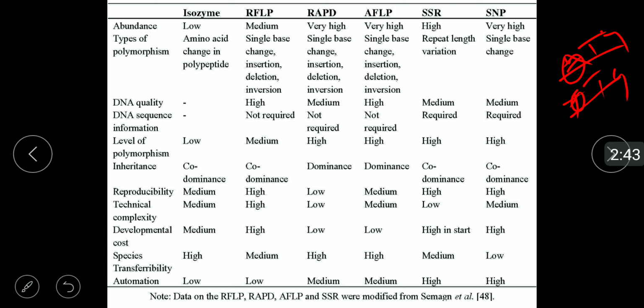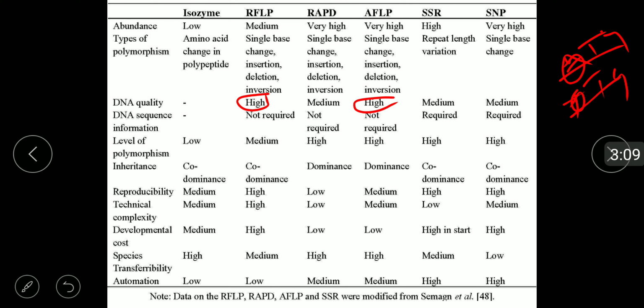Coming to the quality of DNA, isozyme protein markers need no DNA. RFLP needs high quality DNA, and AFLP also needs high quality, while the others need only minimum quality. If we want to do any experiments with RFLP or AFLP, the quality of the DNA should be very high.